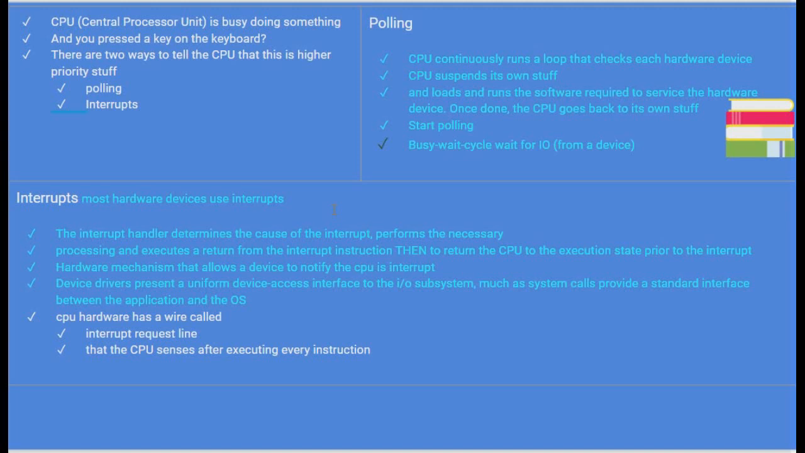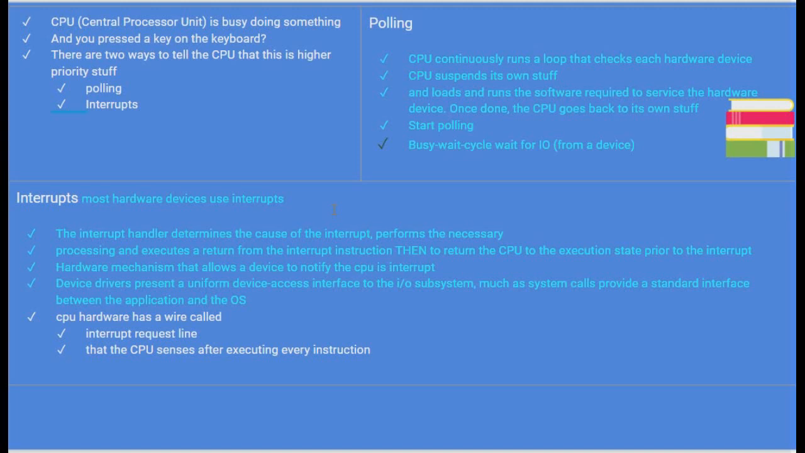Polling means the CPU continuously runs in a loop and checks each hardware device. If it finds any request on any hardware device, the CPU suspends its own work, loads and runs the software, and fulfills the request. Once done, the CPU goes back to its own work and starts the polling again. So here the concept is a busy wait cycle, that means waiting for IO from a device.